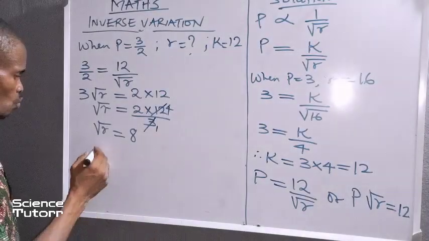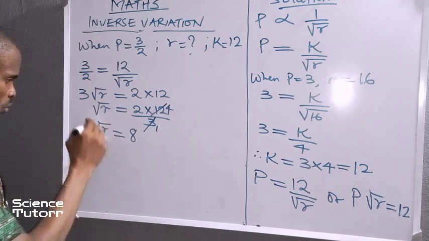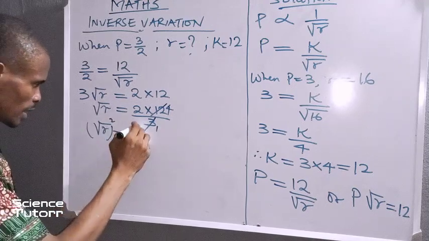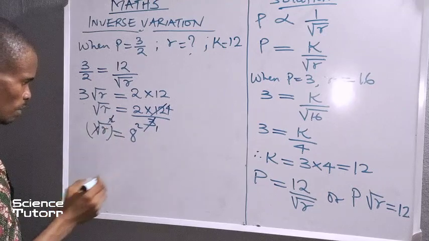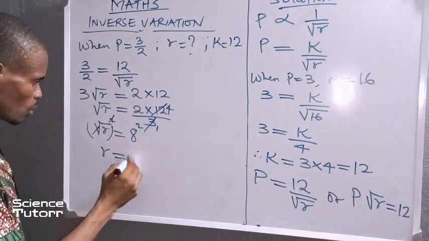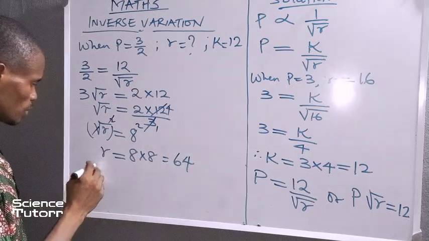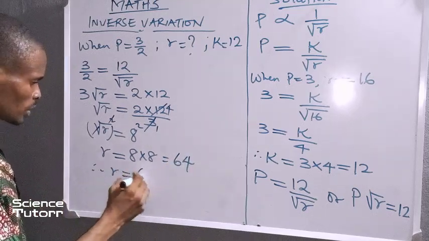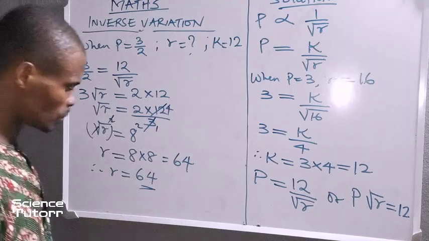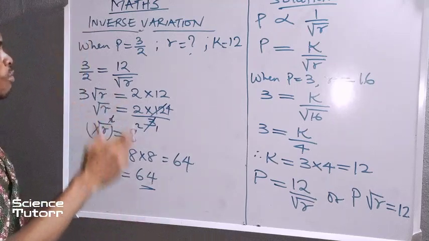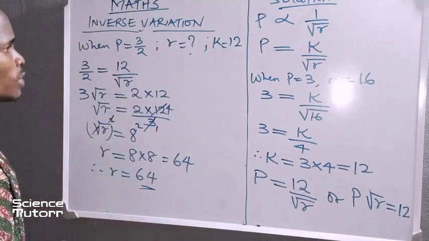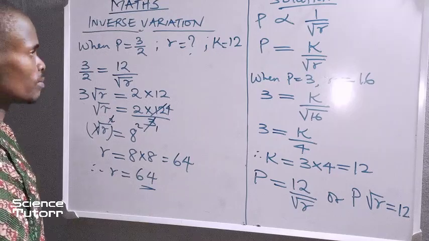So to find r, we square both sides, so it takes out the root. So r is equal to 8 times 8, which makes 64. Therefore, r equals 64. And this is a simple application of inverse variation. Onto another example.